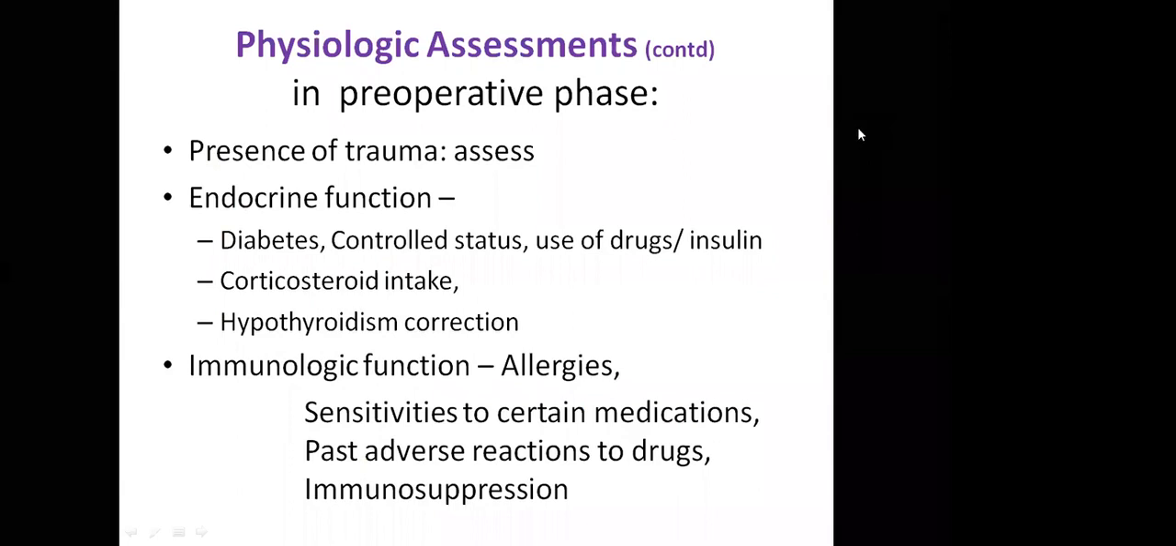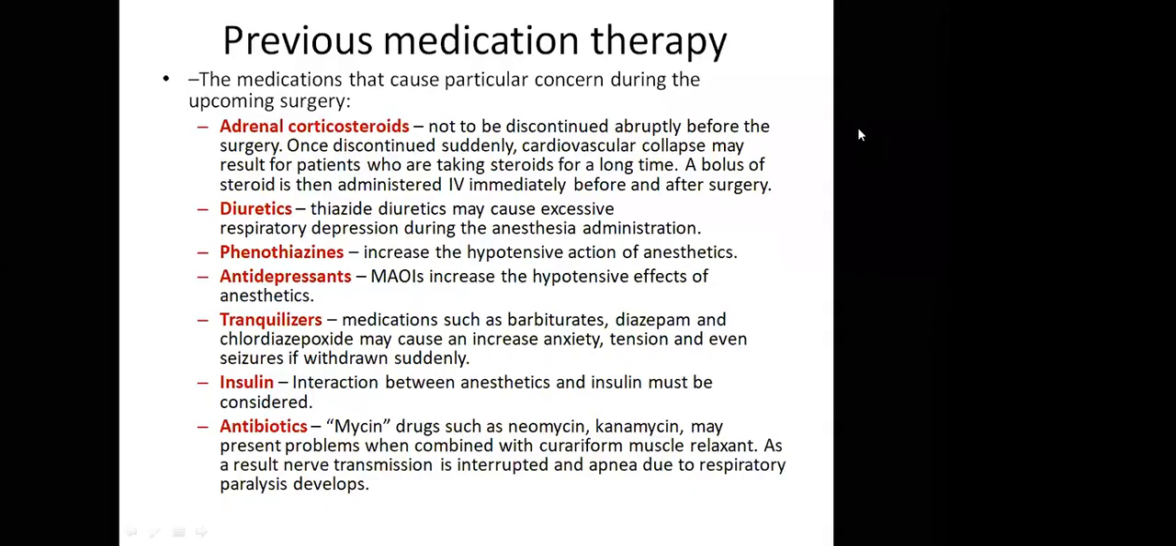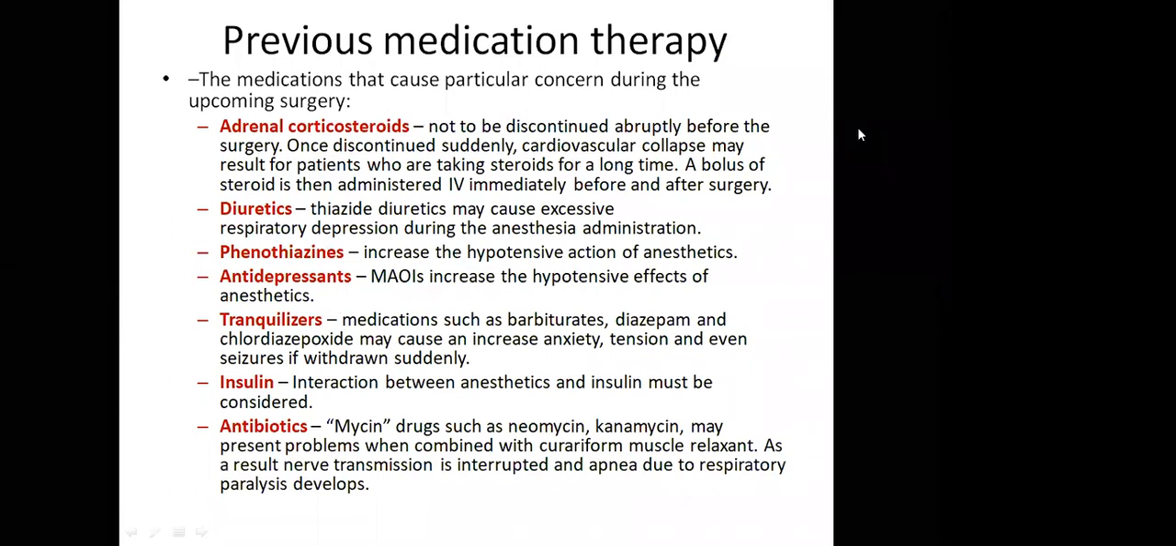Presence of trauma, endocrine dysfunctions like diabetes, corticosteroids, hypothyroidism, status of the patient, and importantly, allergies, sensitivity and past drug reactions, and immunosuppressive status of the patient. We should know all these in detail. Medical history, if the patient is taking medicines, particularly adrenal steroids, diuretics, phenothiazines, antidepressants, tranquilizers, insulin, and antibiotics. Because all these drugs have interactions, they are important for drug reactions with the anesthetic agents.